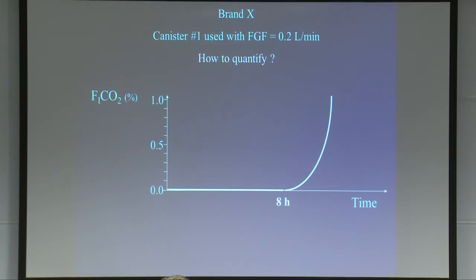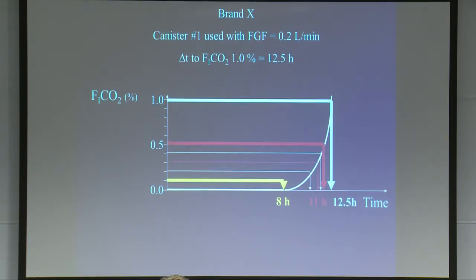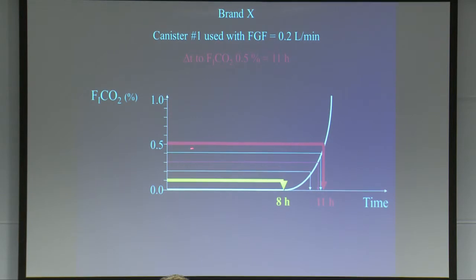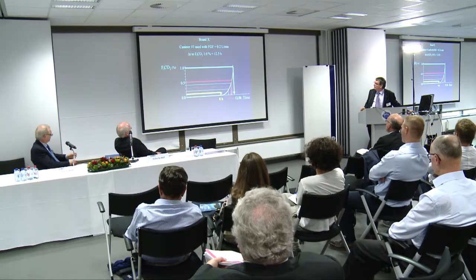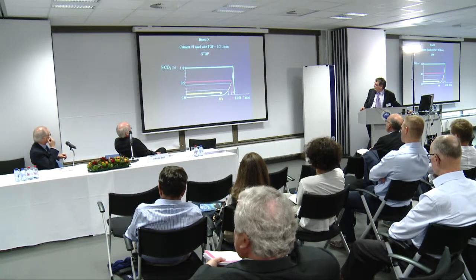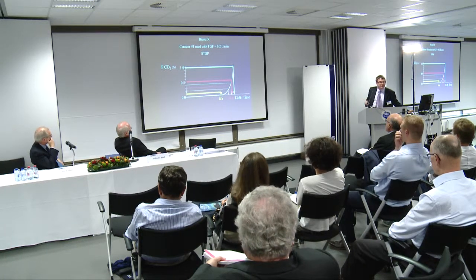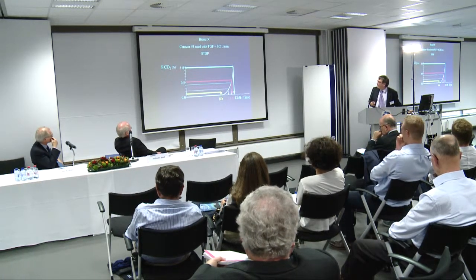How are we going to quantify this? Well, let's measure the time to the different FiCO2 thresholds. For example, it takes 8 hours to get to an FiCO2 of 0.1%, 0.2%, 0.3%, 0.4%. It takes 11 hours to get to 0.5%, and so on. And it takes, for example, this is just a theoretical example, it takes 12 hours to get to an FiCO2 of 1%. And then we stop. I mean, I stopped measuring the canisters once the FiCO2 had reached 1%.